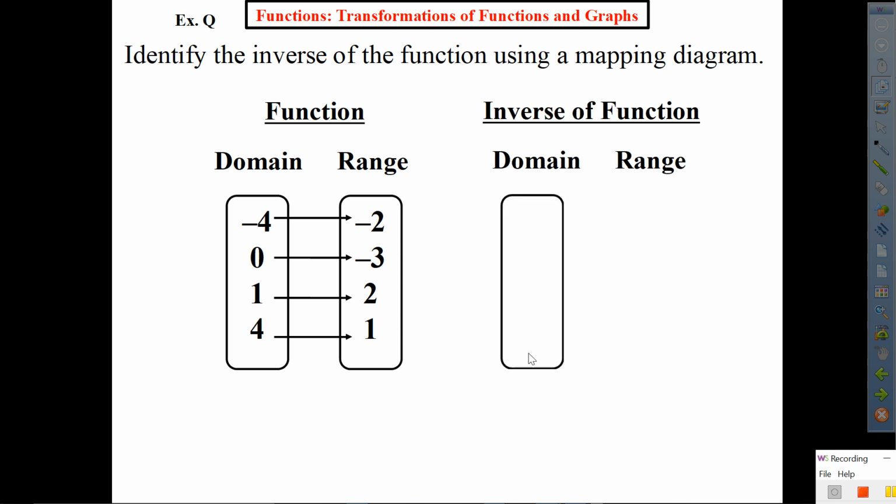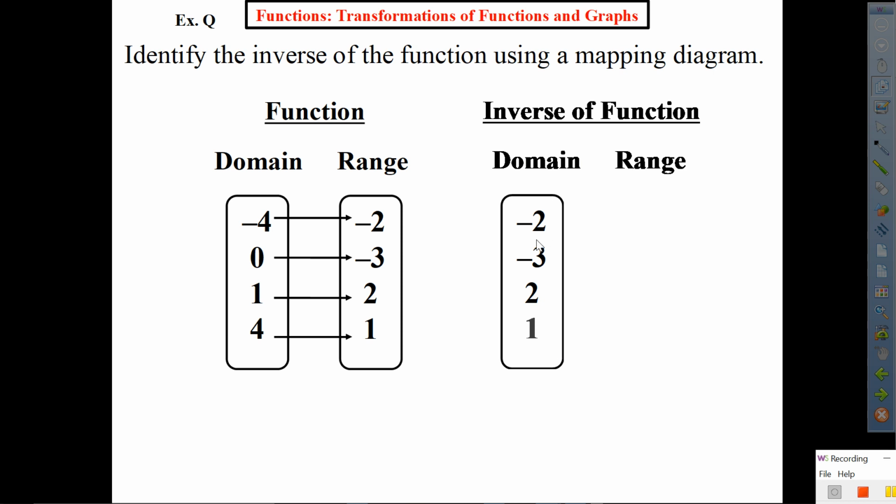Therefore, if I was to ask you for the inverse, tell your neighbor what you would write for the domain right here. Andy, what would we write? That is correct. Copy that down, please.